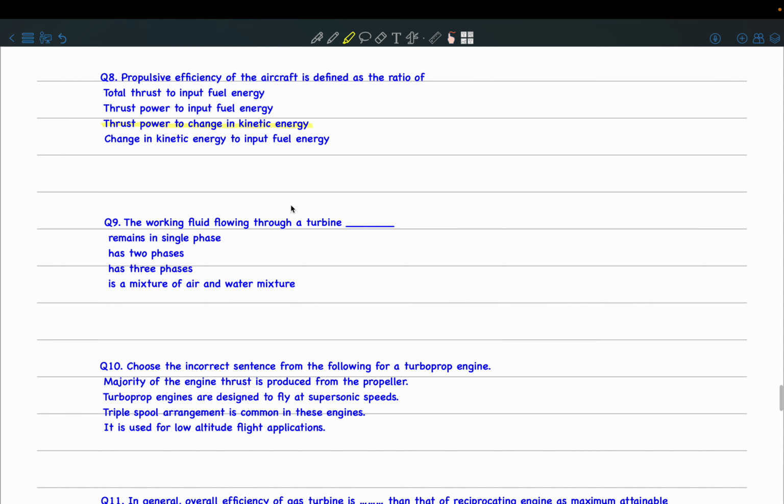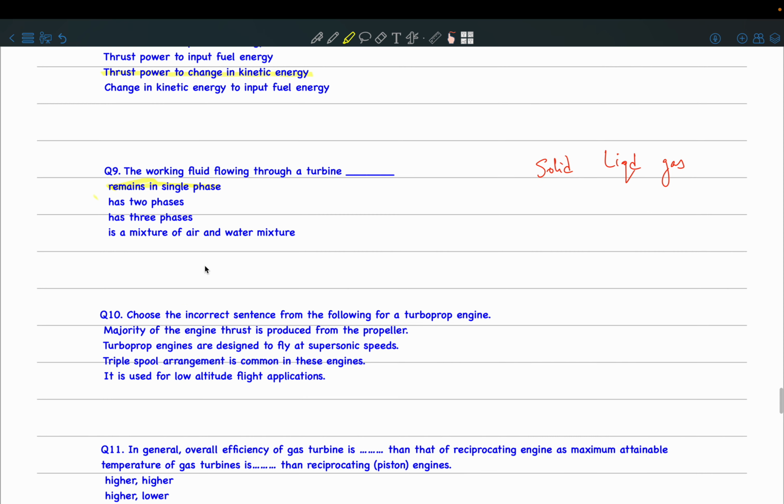Okay, what is a phase? Yeah, it remains in single phase. So what is a phase? Phase is whether it is solid or liquid or gas, right? So what happens in a turbine? It's always in the gaseous phase, right? So the answer is remains in single phase.